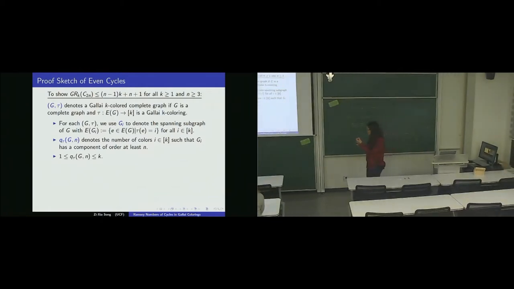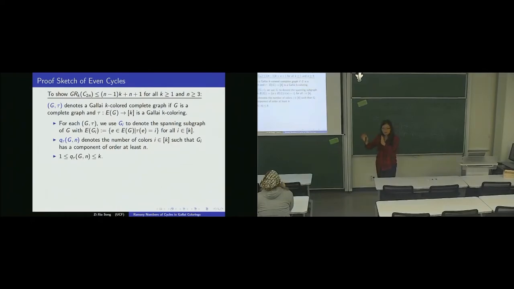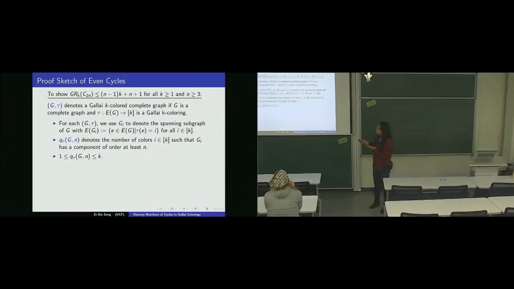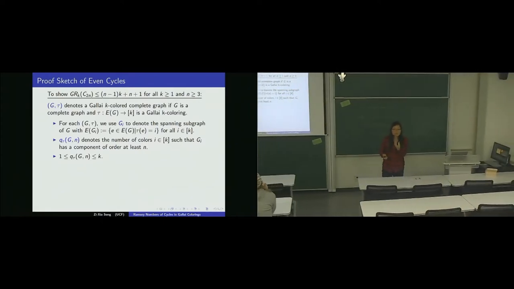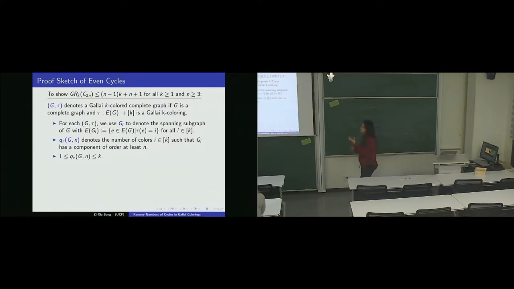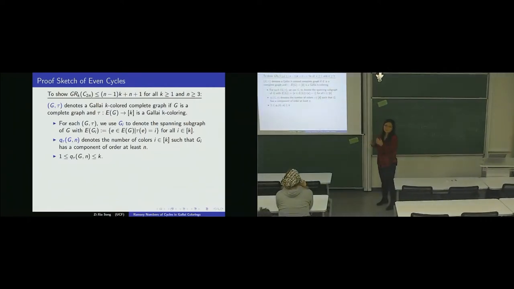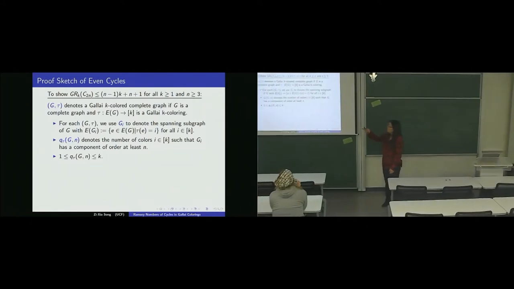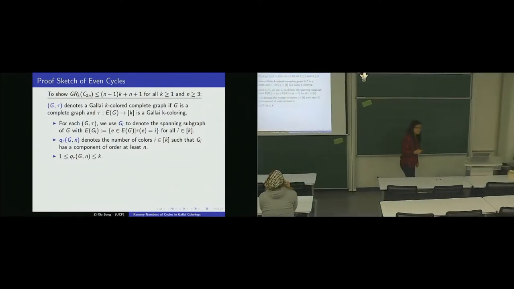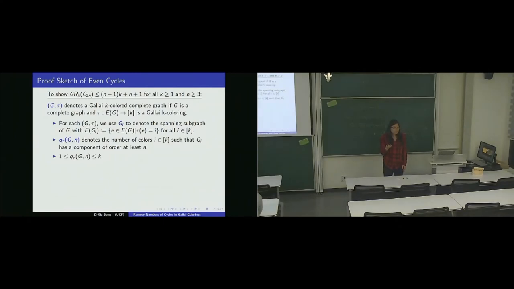What I need here is, for the colors, you have an edge coloring and you look at the spanning graph of each color class. That's how G_i is defined. For these G_i, I only care about those that have a larger component, a component of size at least n. From Gallai's theorem, this Q tau is at least one. I must have one there, but at most k, where k is the number of colors I used.